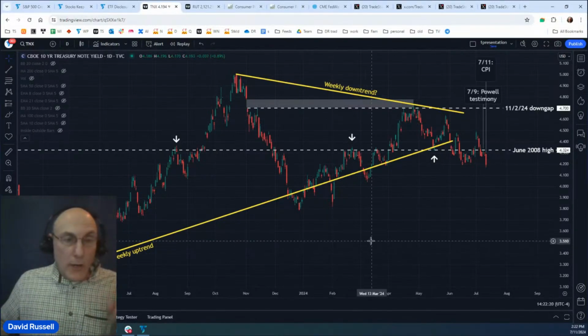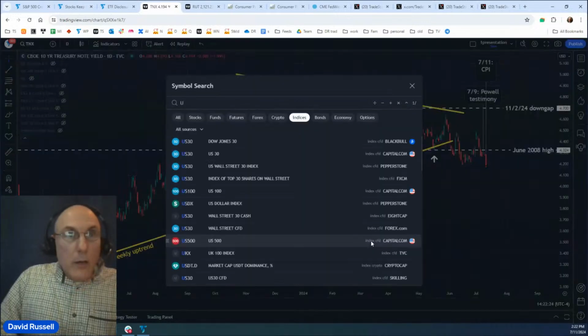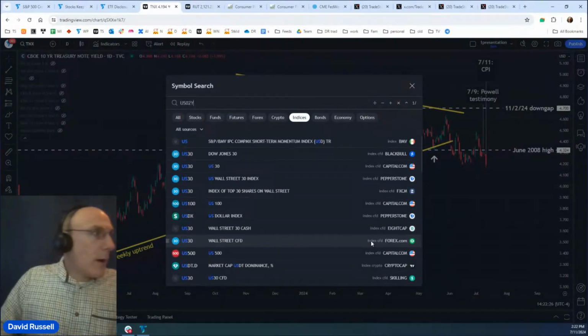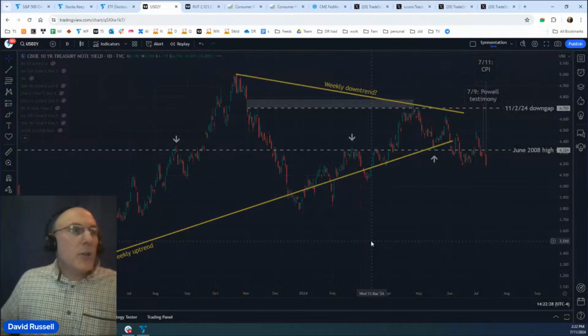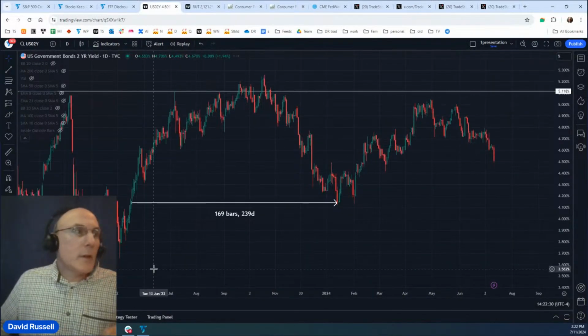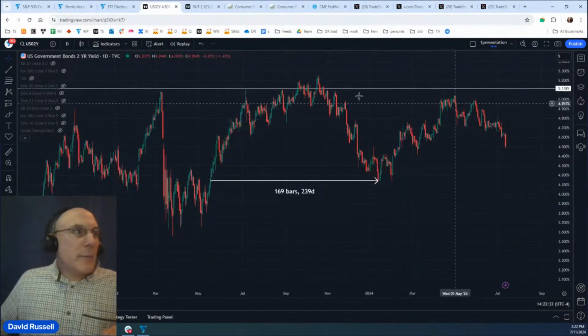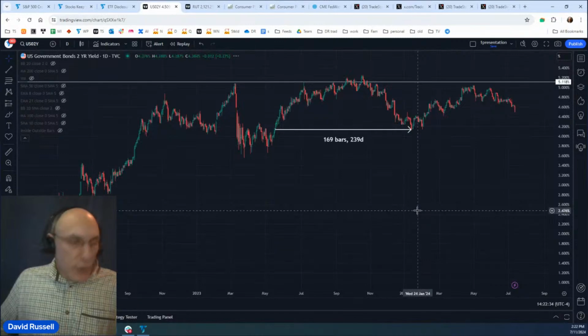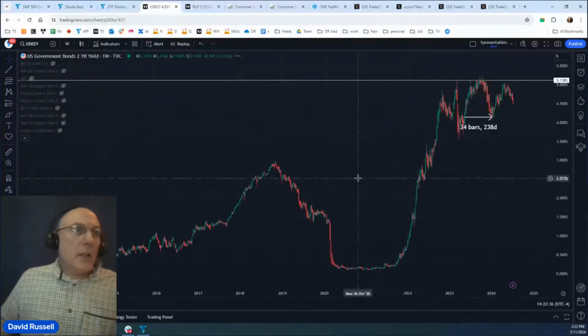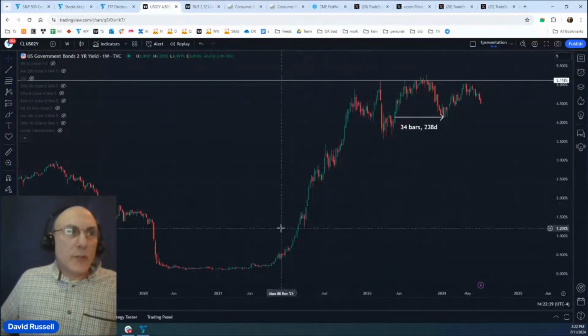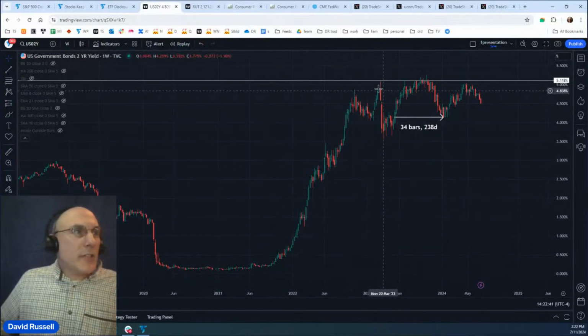Now there's another one that this is on TradingView. It is US02Y. This is the 2-year note. Look at how this has made lower highs as well. Now, this is the 2-year Treasury yield. And again, this is more sensitive to Fed policy. You might call this a head and shoulders potentially.